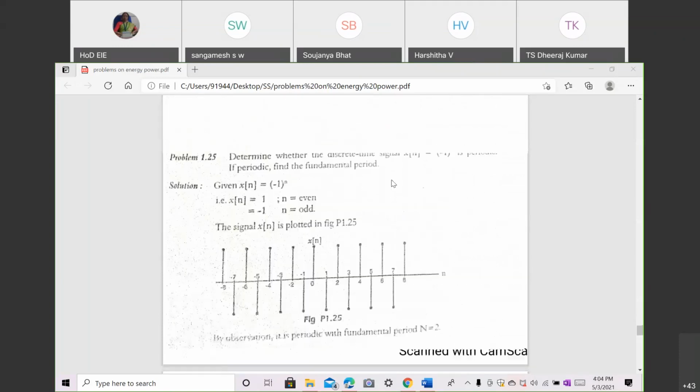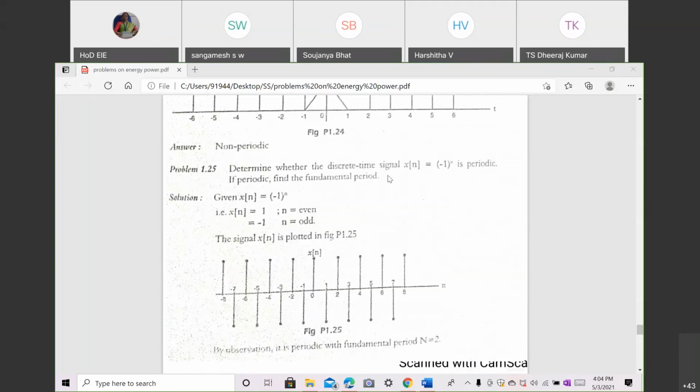Then see this discrete signal equation. Determine whether the discrete time signal x of n equals -1 to the power n is periodic. If periodic, find the fundamental period. Given x of n equals -1 to the power n, x of n is 1 when n is even: 2, 4, 6. That gives only magnitude 1. Then for n odd, 1, 3, 5, you will get -1.